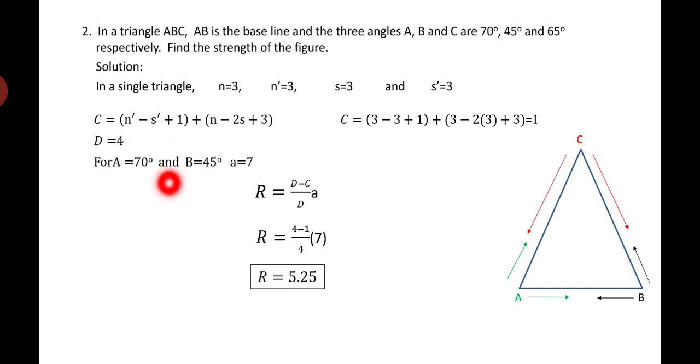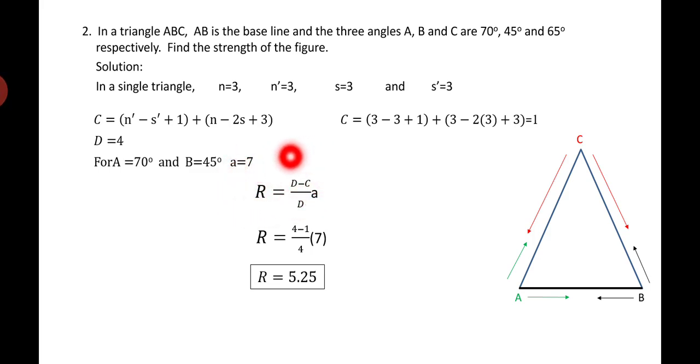So A is 70 degree, B is 45 degree. Now small a, that small a is 7. Now you should understand what this small a is. Small a is 7. I have written this small a is 7.